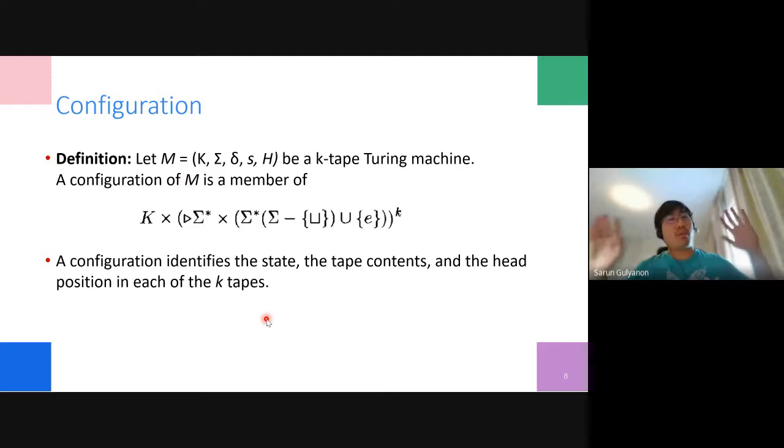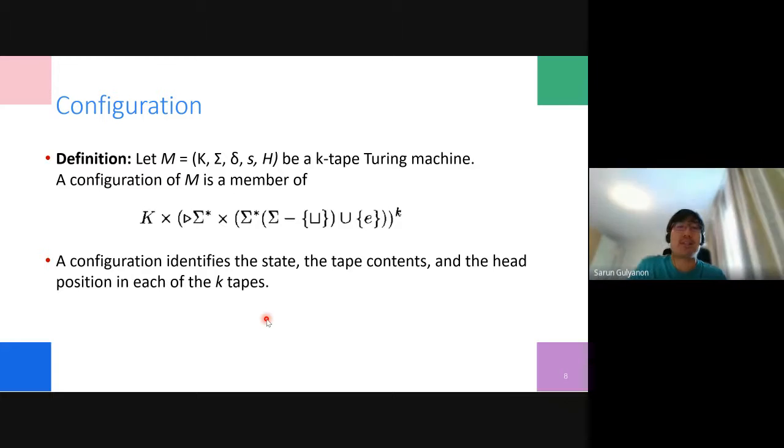So how do we do that? Normally for the configuration of the conventional Turing machine, we need the current state, the tape content, and the location of the head. Three things. That fact is still the same. But this time we just have multiple values of the tape content and also the location of the head.